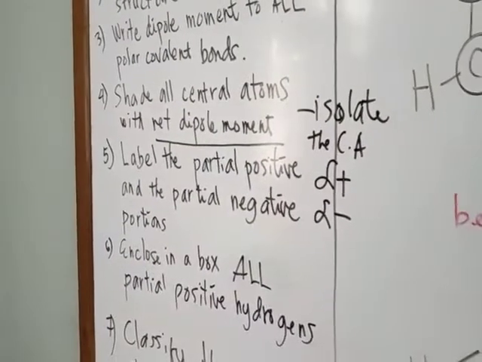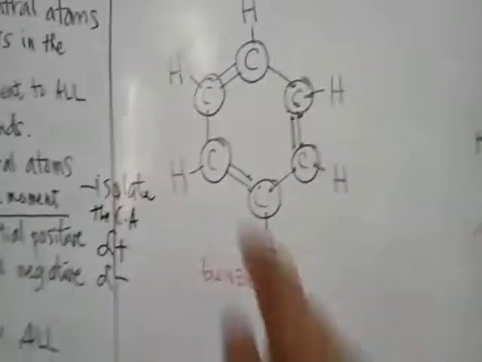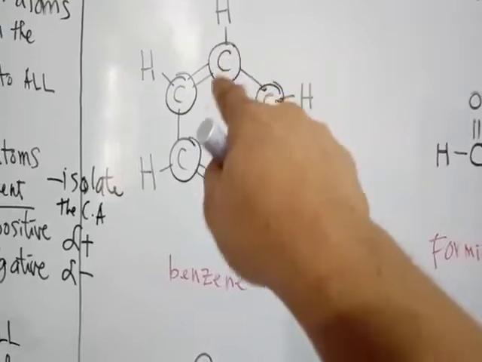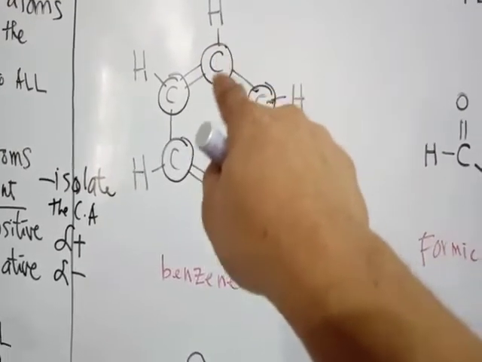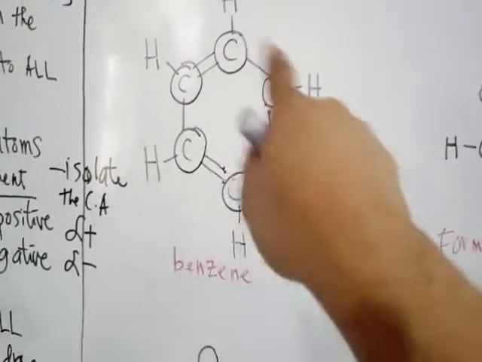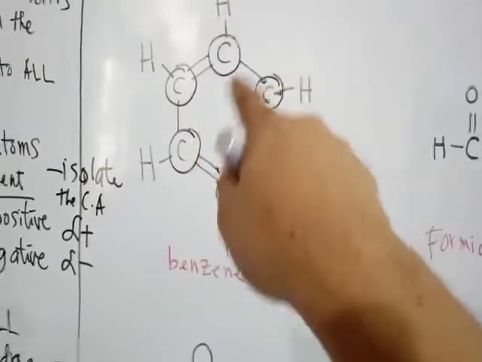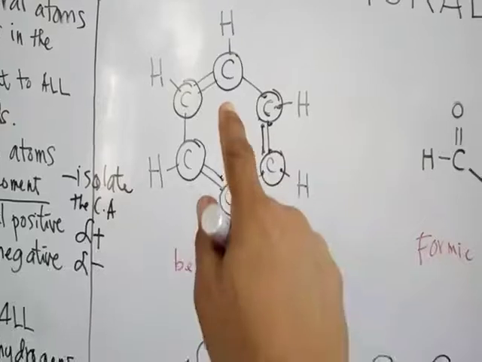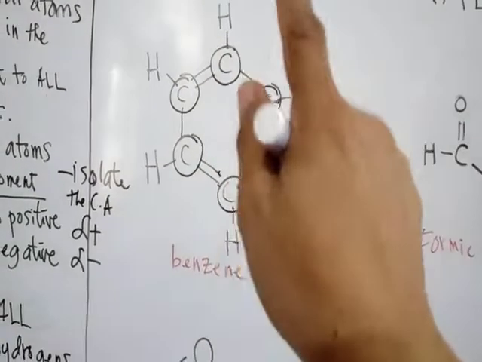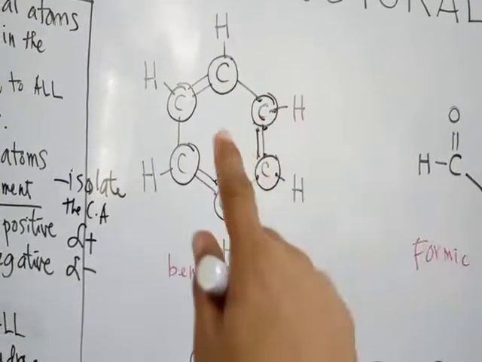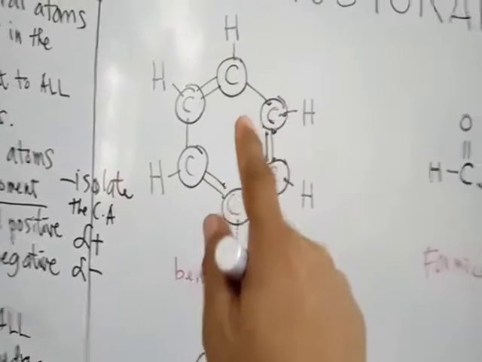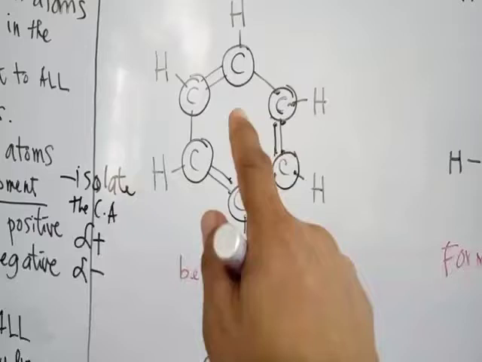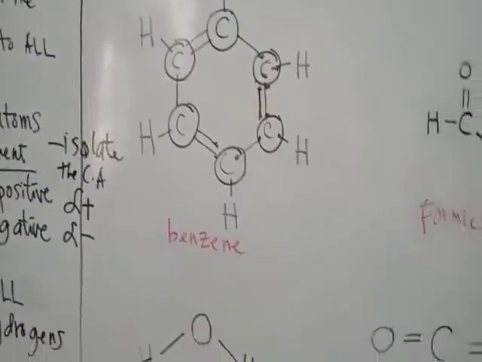Then label the partial positive and partial negative. Since there is no central atom that has a net dipole moment, there is no central atom that is shaded, which means there is no partial positive nor partial negative. That's very clear. There is partial positive and partial negative only if there are central atoms that are shaded, or central atoms with net dipole moment.